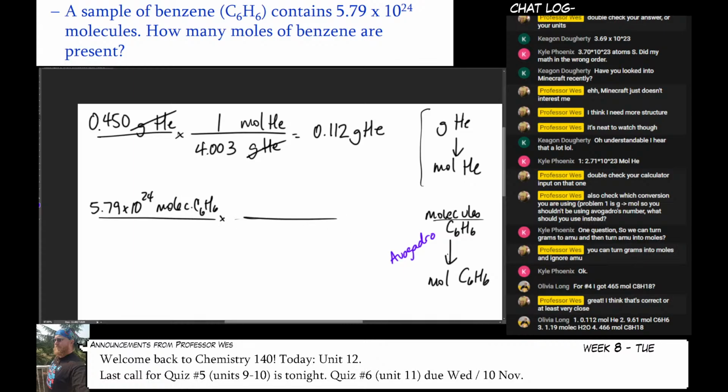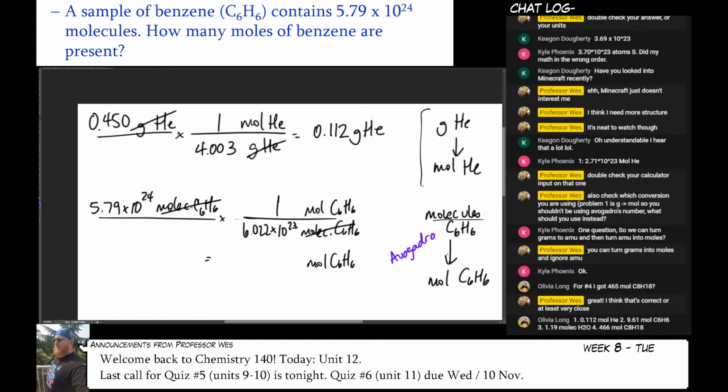And then I'm going to convert molecules into moles. Cancel out those units, and then we'll fill in the numbers. Where do I put Avogadro's number? There are 6.022 times 10 to the 23 molecules per mole. And in doing that, I should get the number of moles of benzene. So let's type that in.